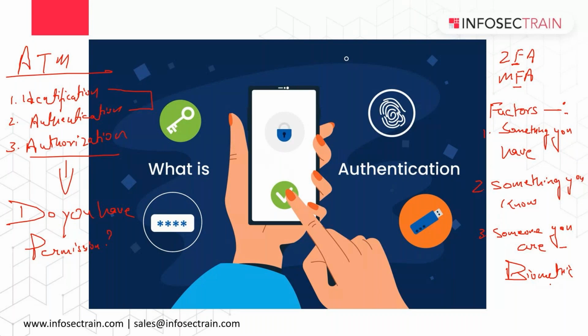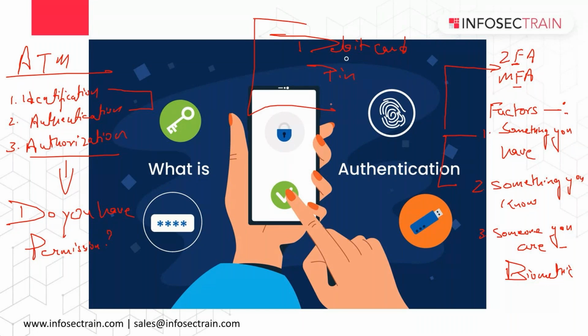So when you are using two or more factors of authentication, these are the factors which are used. If you are using something you have, like a card, let's say your debit card, and you also have a PIN, you enter the PIN for your debit card as well. So this is two-factor authentication.